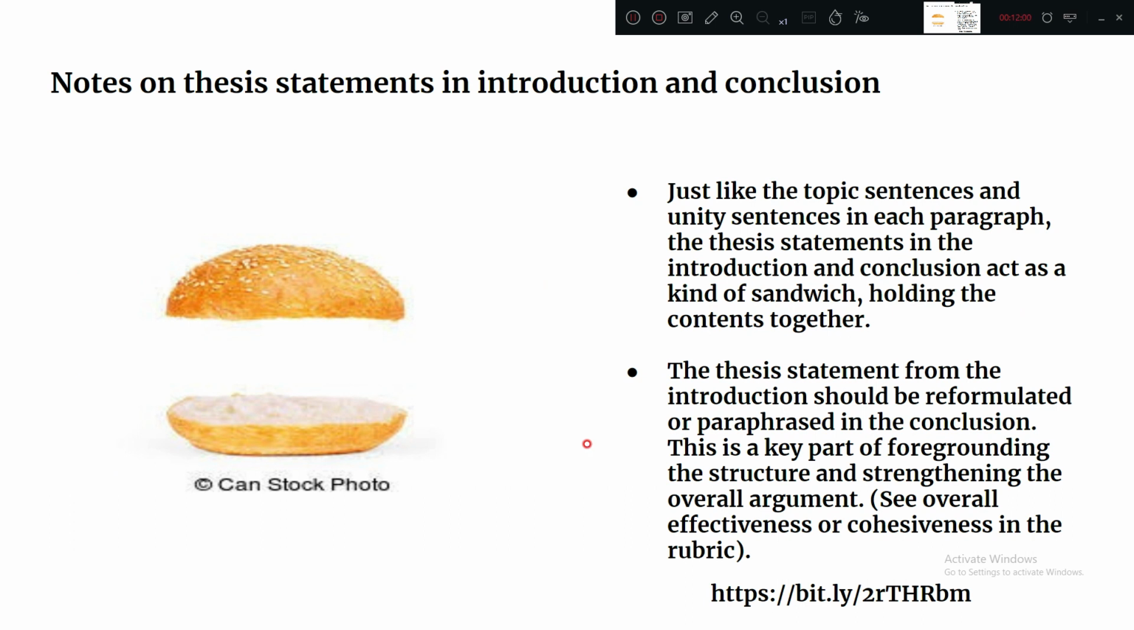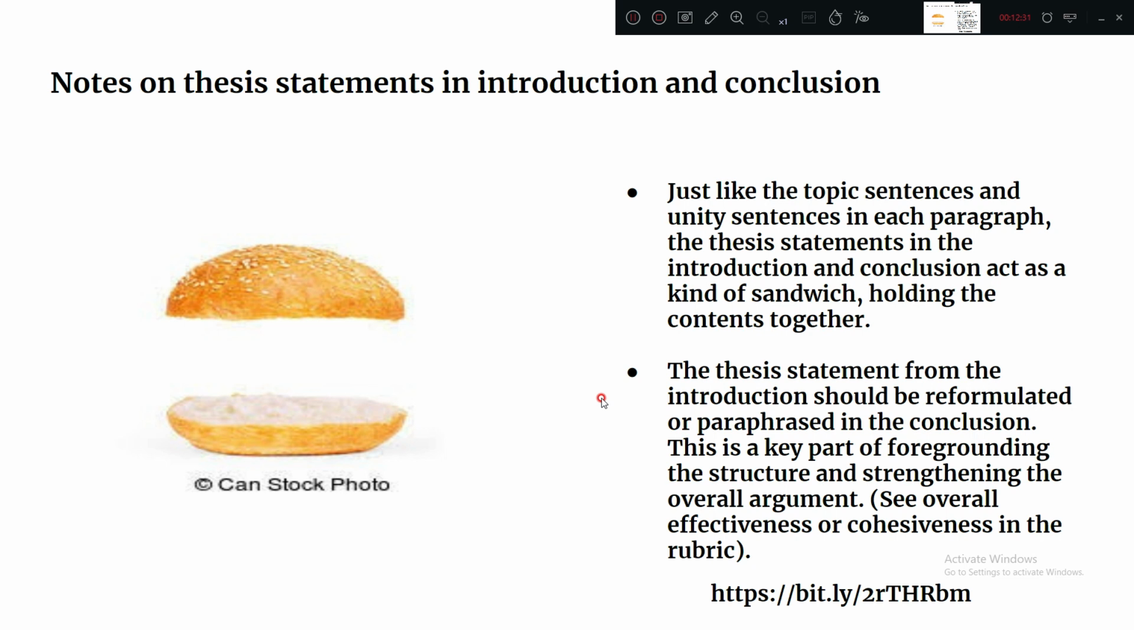Okay, so let's talk a little bit about the similarities between the thesis statements in the introduction and conclusion. So just like the topic sentence and unity sentences in each paragraph, the thesis statements in the introduction and conclusion act like the bread in the sandwich. They hold the contents of the essay together.